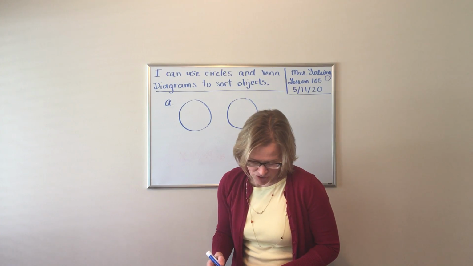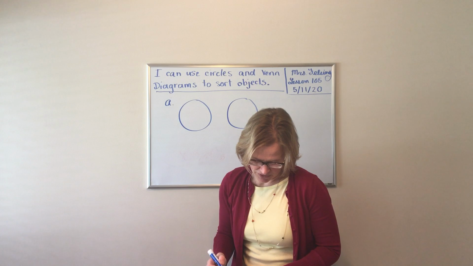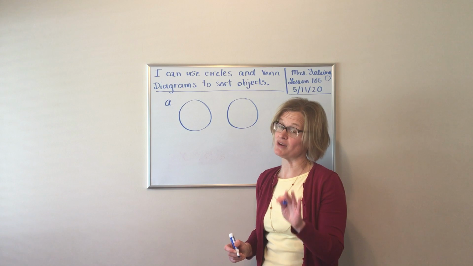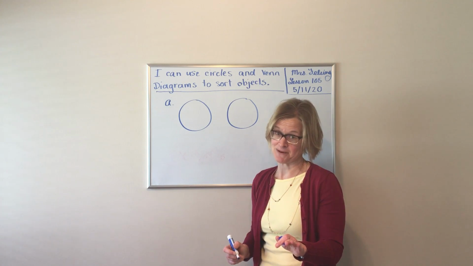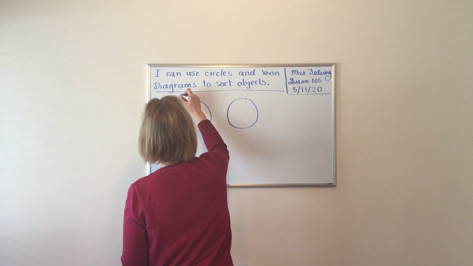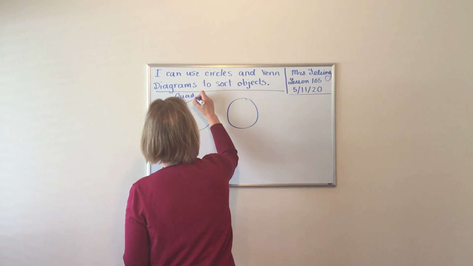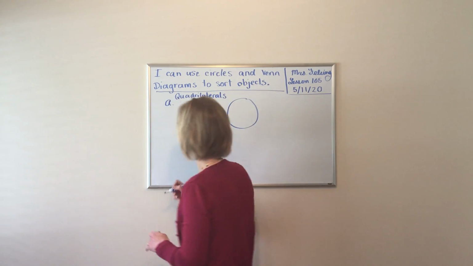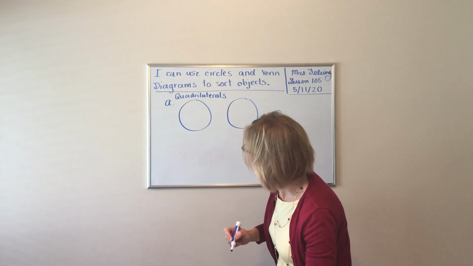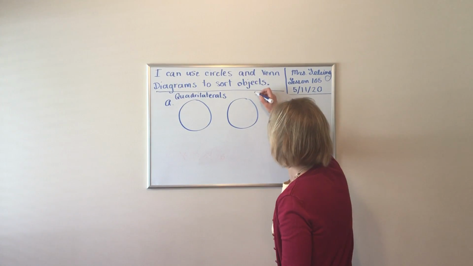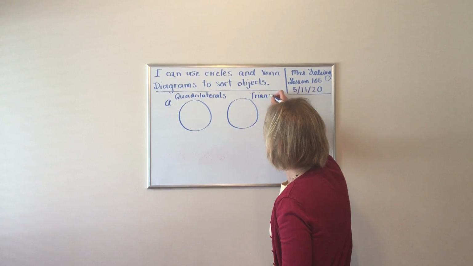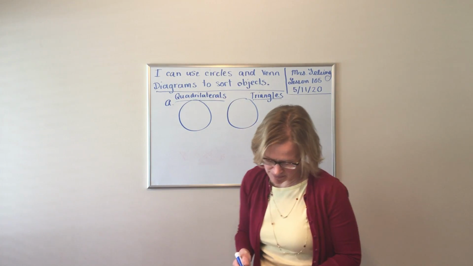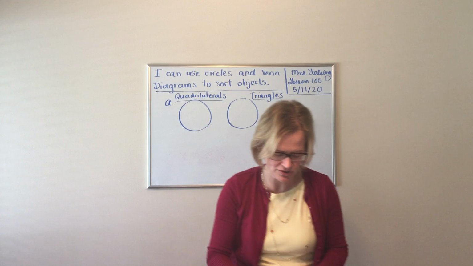Label one circle quadrilaterals and the other triangles. Okay, now the words are right in front of you, so there's no excuses. You have to make sure that you spell them correctly. Okay, so make sure that we do that. So we're going to put down quadrilaterals, and because it's a very long word, I'm just going to check to make sure it looks good, and then triangles. So I did my 2 circles, I labeled them, then draw these shapes in the correct circles.